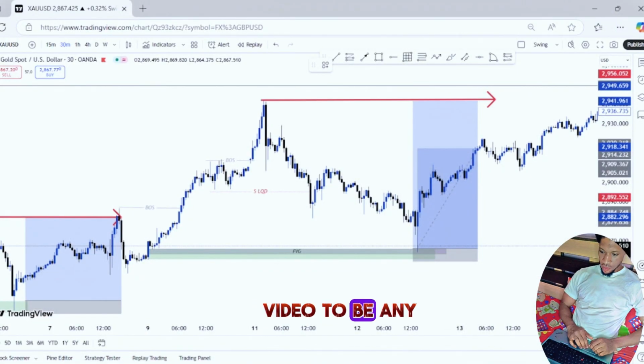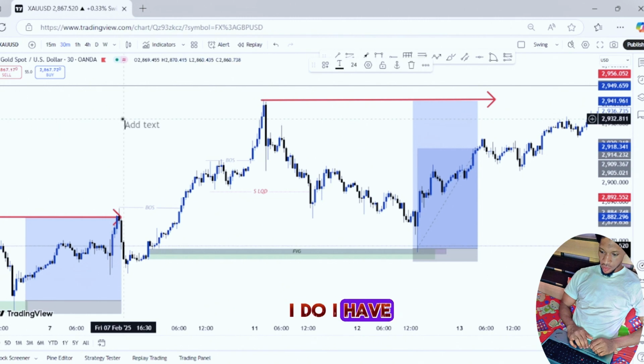Not to make this video too long, I already made the markup and these are trades that I took and I've already made the analysis, so I'm going to be explaining how I got all these sniper entries in the market. So the first thing I do, I have to check on the trend, what the market is currently doing. Now let's look at the trend.